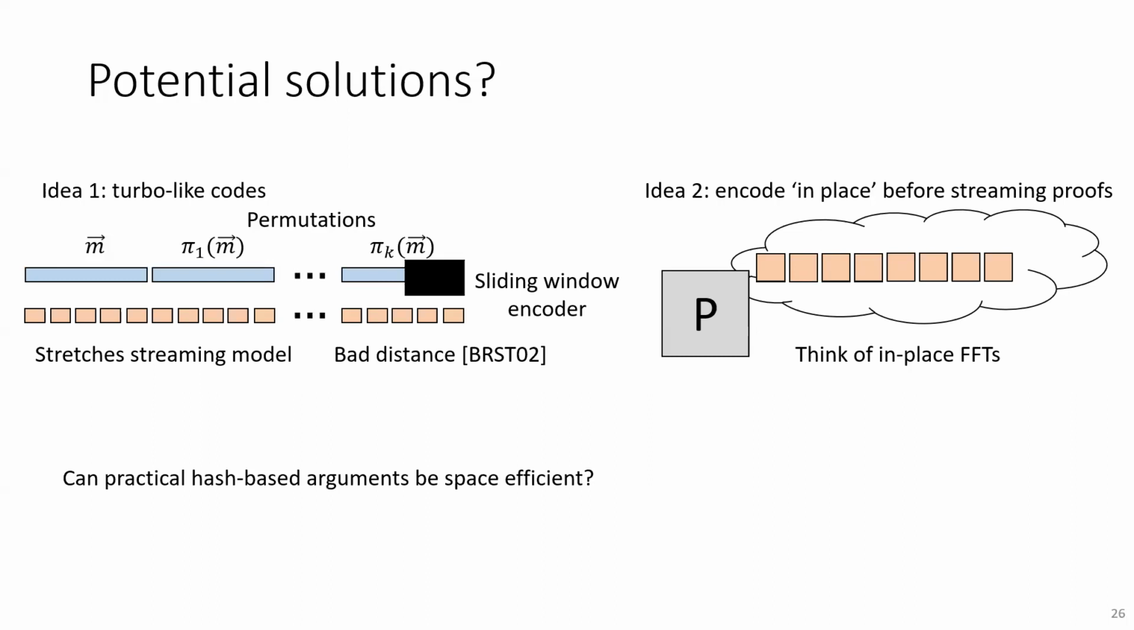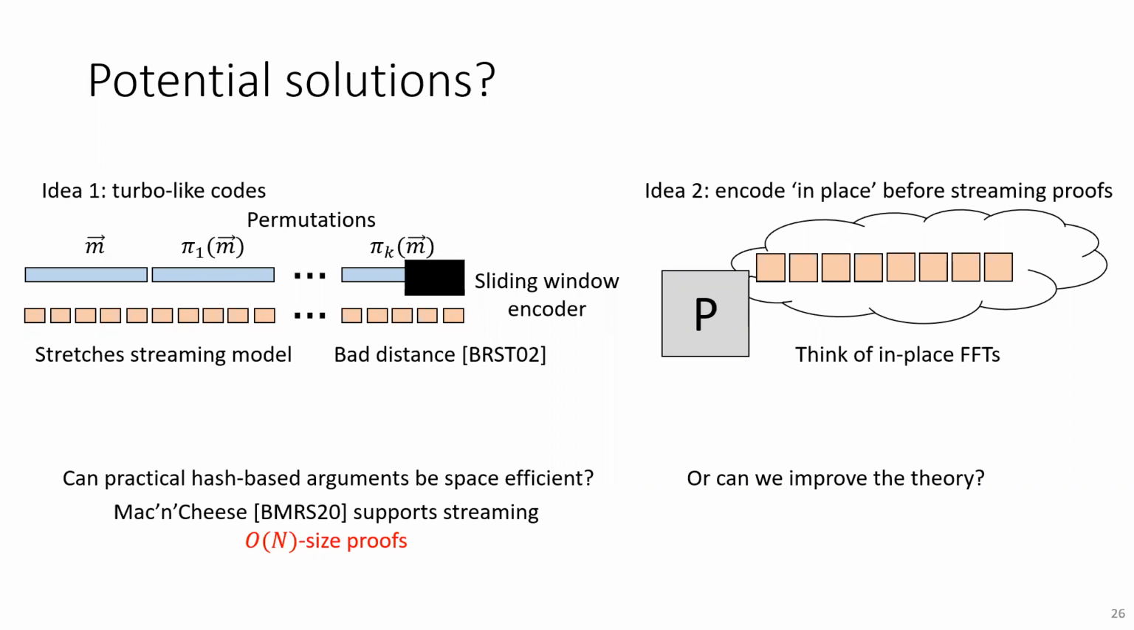So finally, just like with the lattice-based arguments, there are some practical hash-based arguments which are not succinct, but which do have good space efficiency properties. For example, there is an argument system, Mac and Cheese, which already supports streaming and has a very memory efficient prover algorithm, but this one has linear size proofs. So it doesn't meet our succinctness requirement, even though it can probably scale pretty well in terms of the prover algorithm. Or maybe we could actually just improve the theory behind these things and get some better constructions.